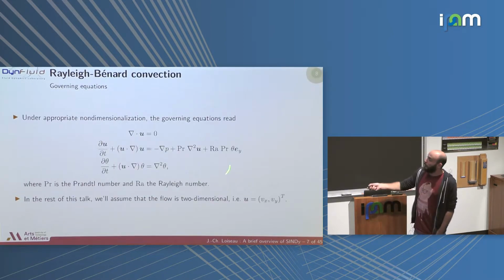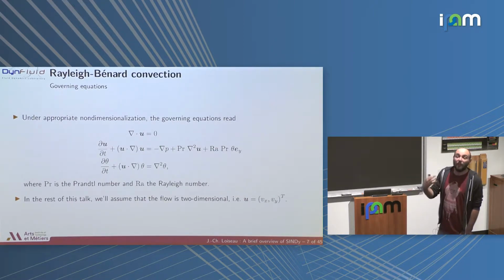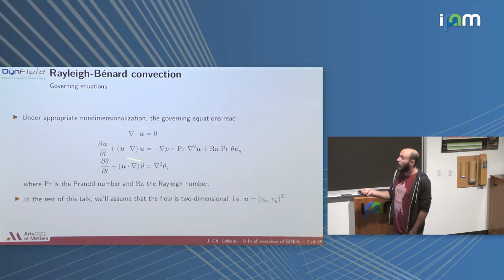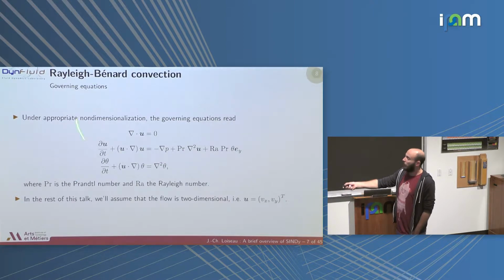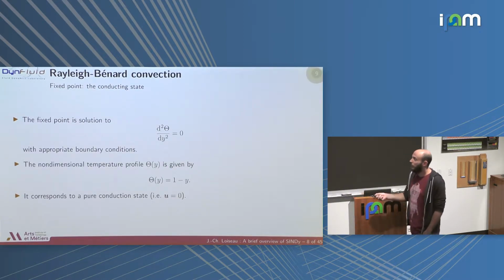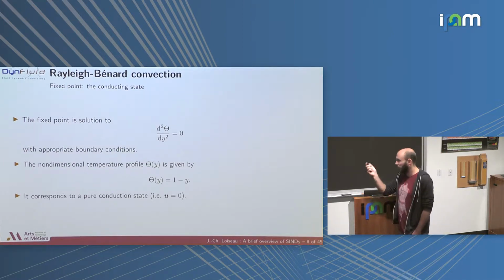And so once we have these equations, we can ask the question, all right, what's the fixed point of our system? Do we have any equilibrium solution in our problem? The simplest one is going to be no flow. If we do that, this set of PDEs just reduces to the heat equation with appropriate boundary conditions. That's the temperature profile. That doesn't really matter.